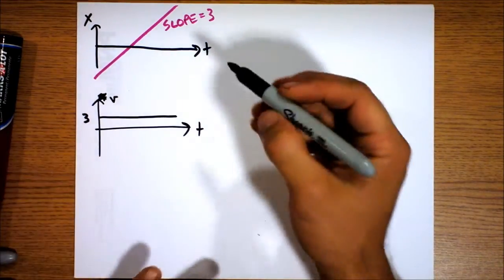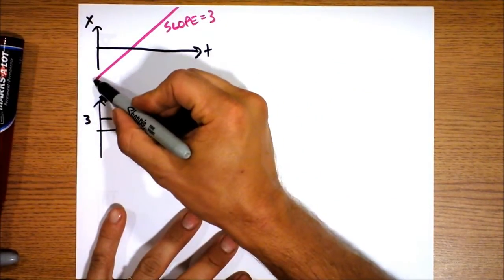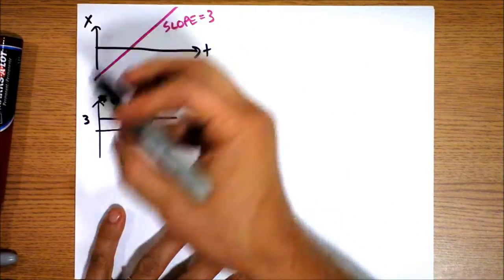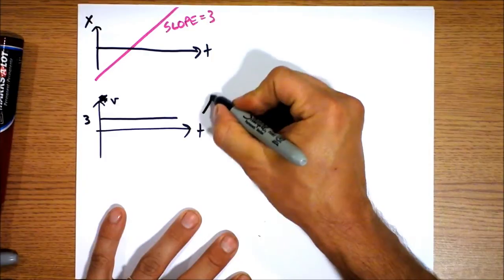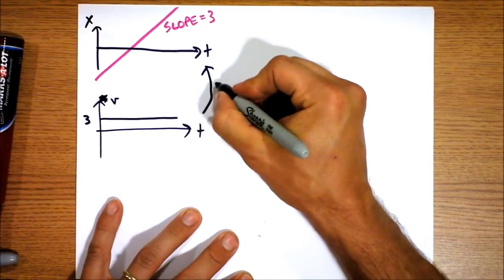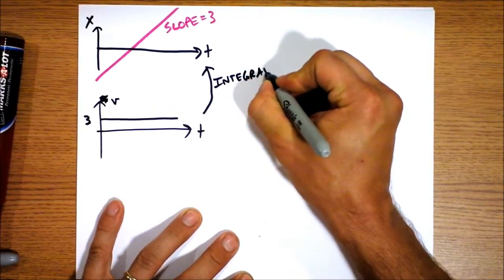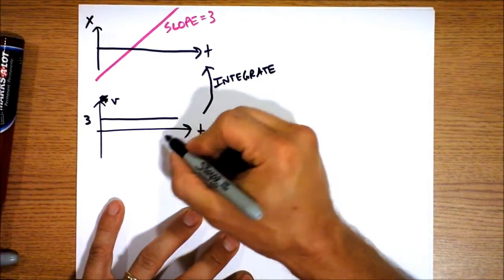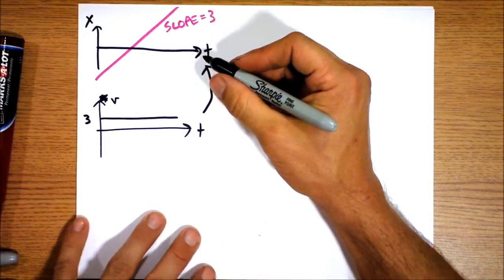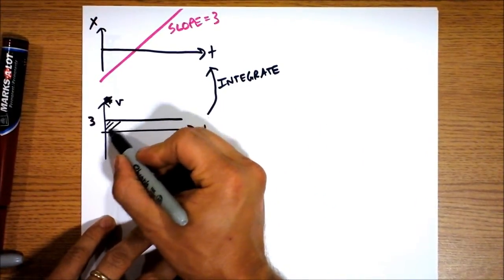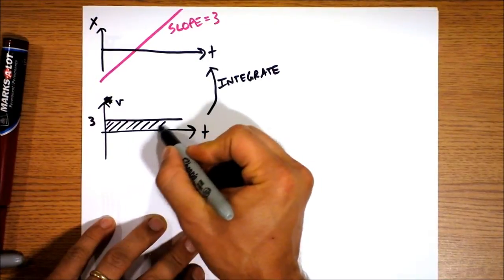Okay, so if this position versus time graph has a slope of 3 the whole time, then the velocity graph would be here. I'm trying to take the integral, or integrate. I'm trying to integrate this function to get that function. Now, the way we looked at that was we said we're taking the area underneath this curve.